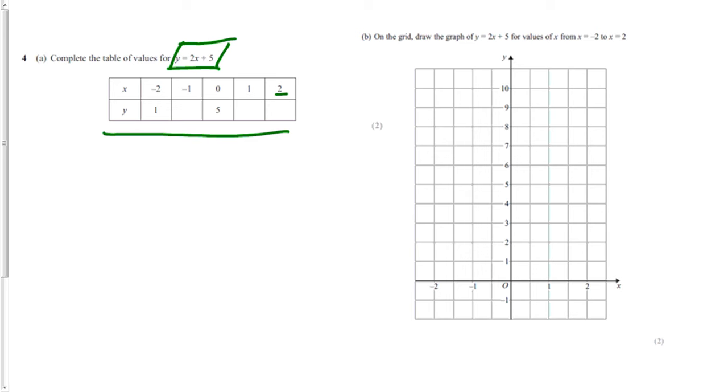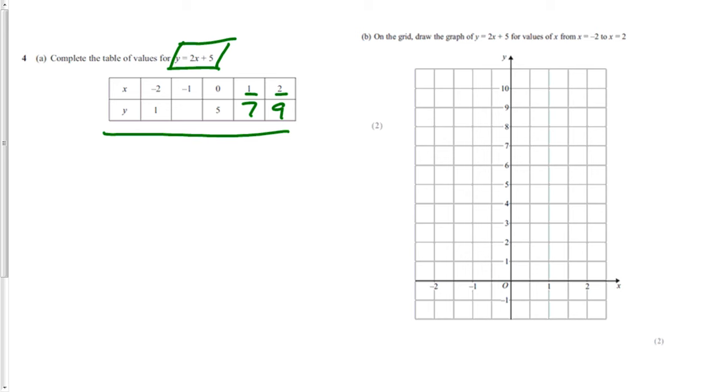So here, our x number is 2. So 2 lots of 2 add 5 is 9. Here, our x number is 1. So we do 2 lots of 1, add 5, which is 7. And then we can do 2 lots of minus 1, which is minus 2, plus 5. But I think that's quite tricky.